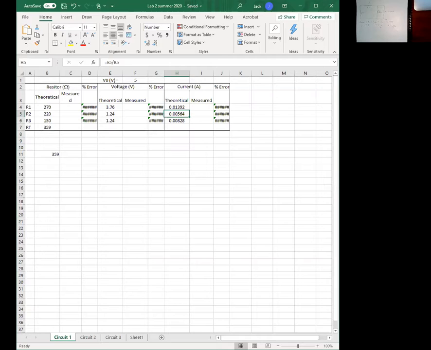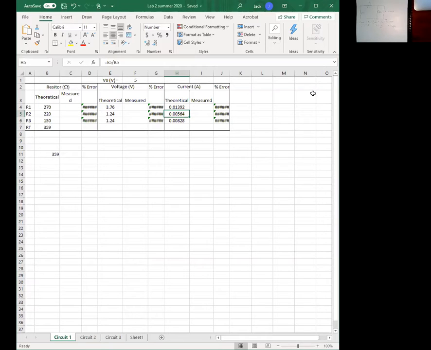So using these formulas, you can create your own little Excel. I expect everyone to make one of these for each circuit that I'm going to assign them. And then we'll measure them together and see how close you are. That's the goal for this week and next week.